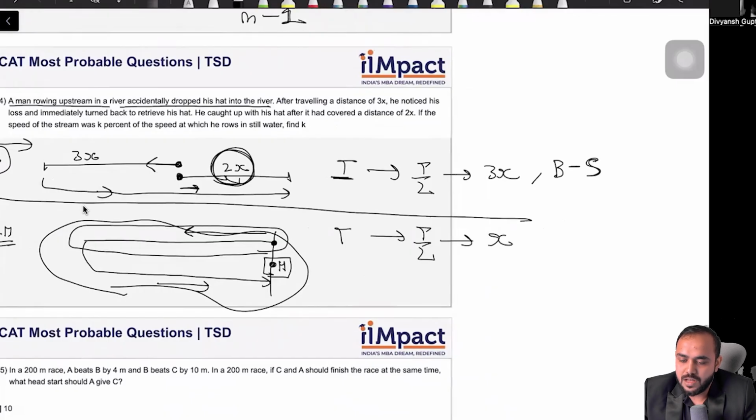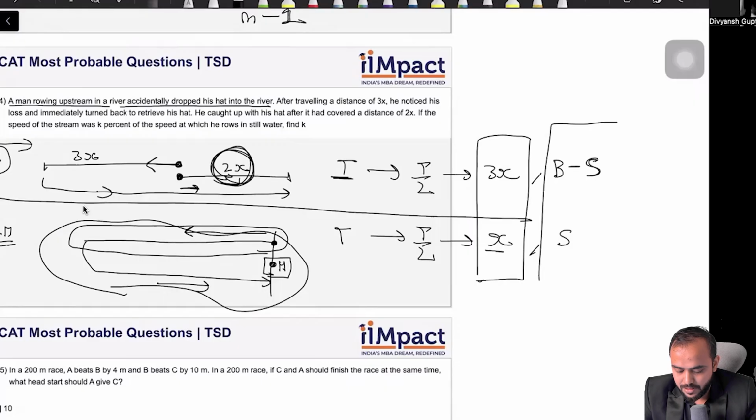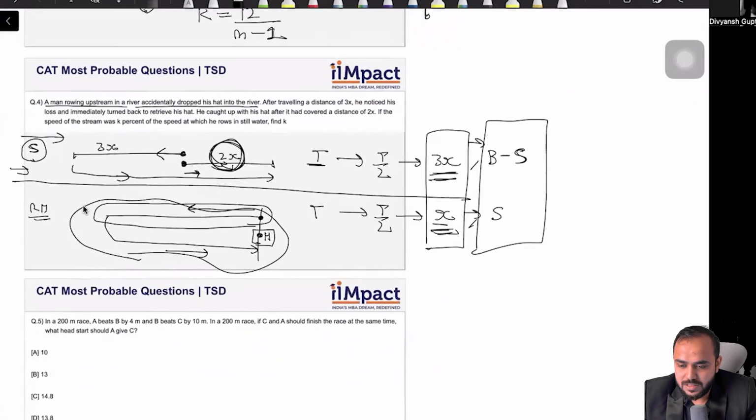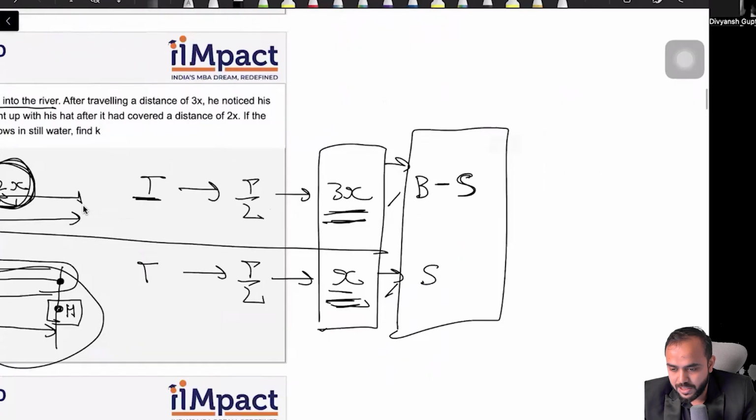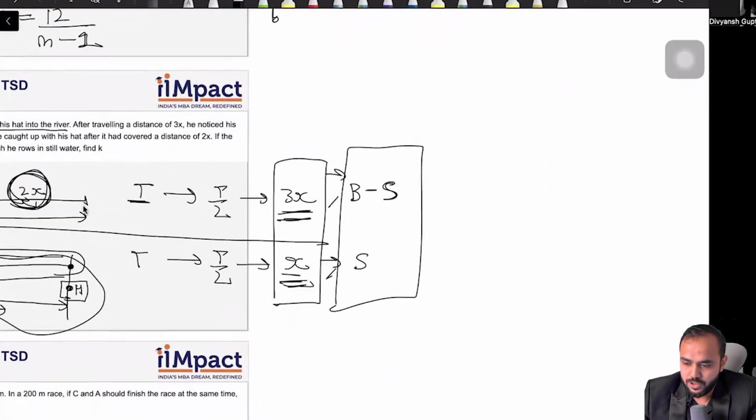So if time is half, the distance would also have been halved. So half of 2x is x. This distance the hat would have traveled at a speed of s. Now in the reality frame, I have the distances traveled and the speed at which these distances have been traveled, which means that the ratio of the distance should be equal to the ratio of the speed.